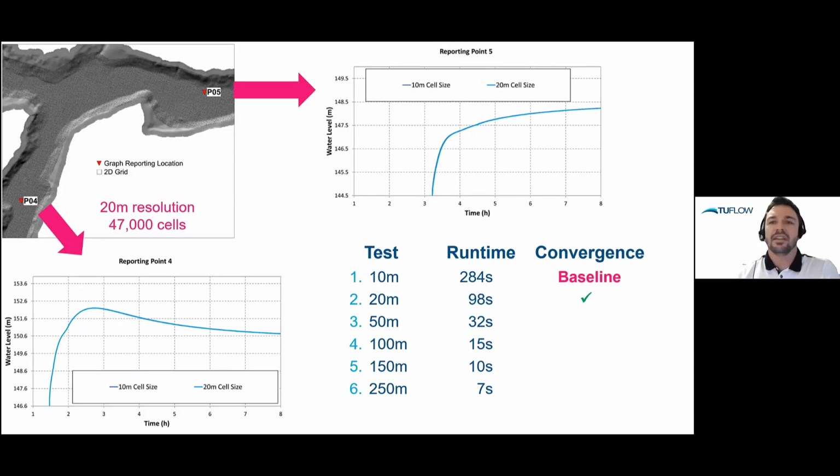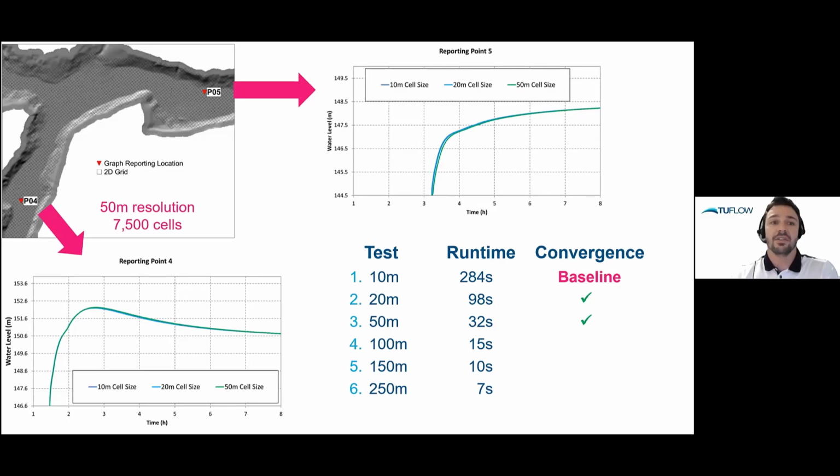Okay, now I've overlaid the 20 meter cell resolution result. And you can see that there's no discernible difference in result at those two reporting locations. So based on that, I could confidently say that yes, we have a converged solution. Whether I ran at a 10 meter resolution or 20 would make no difference, apart from I've just achieved a faster run time. This model now runs in 98 seconds.